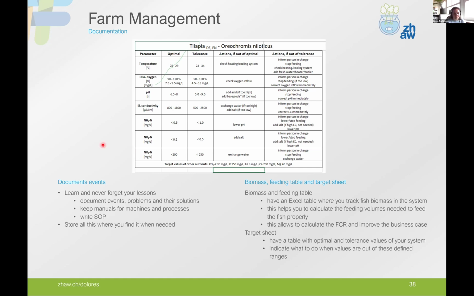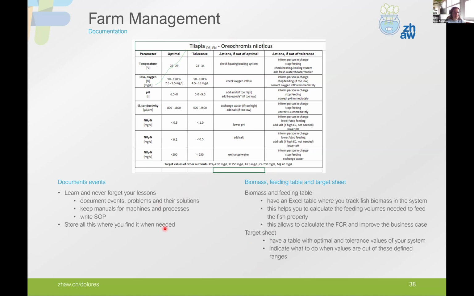So what parameter, where do I want the systems to be? Where does it really have to be? And what do I do if it is outside of the optimum or even outside of the tolerance? So this target sheet we physically hang at every system we have with the right fish in it, because we have different fish species. You come to a different system and then you need to change your thinking and say, okay, now I have warm water tilapia. The next system may be cold water trout. So those are the three things.